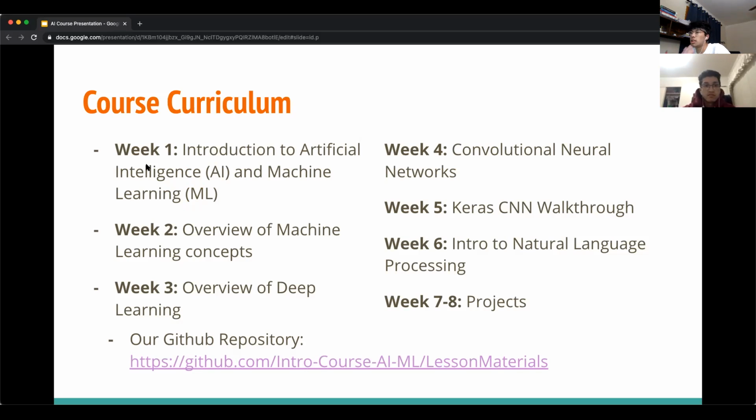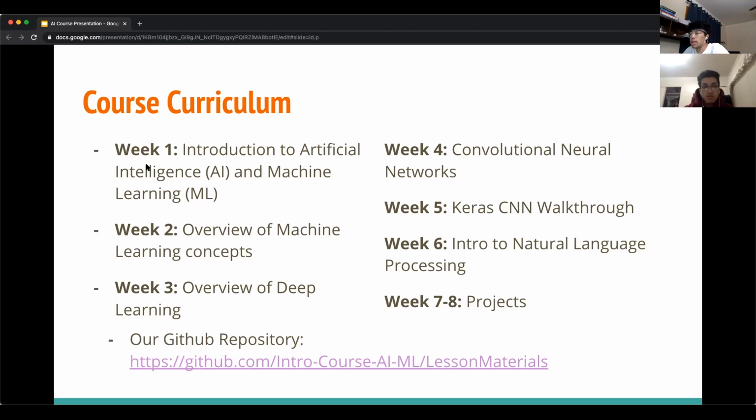First lesson is just today, which is just an introduction to artificial intelligence and machine learning at a basic level, just introducing the concepts, definitions, and some basic terms you need to know. And then for week 2, we'll dive right in. We'll get into an overview of machine learning concepts. So not deep learning, but basic machine learning concepts and basic machine learning algorithms. And we'll also go through some code examples.